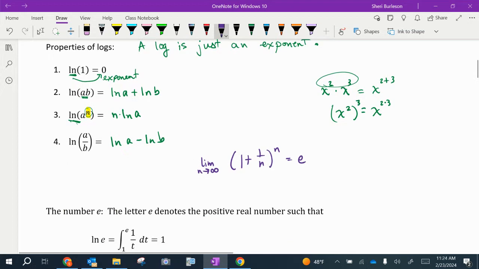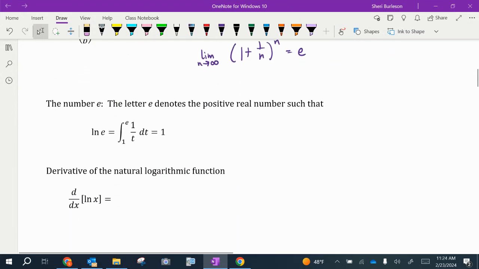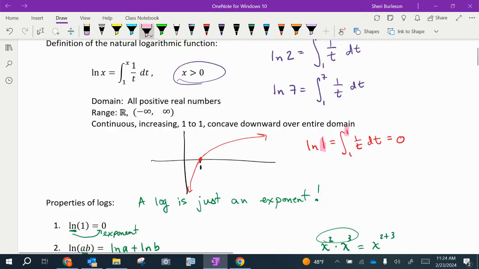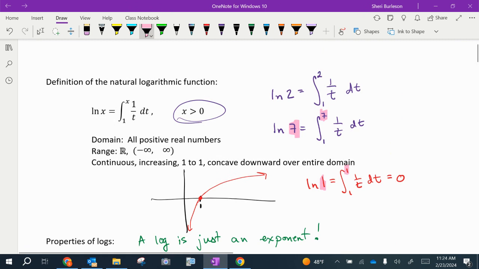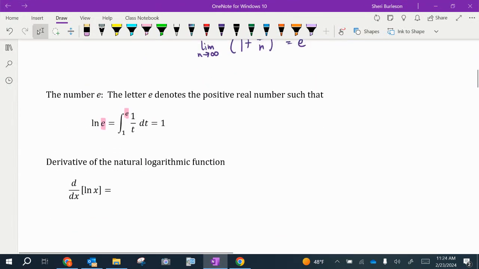We looked at that on our calculator. Well, we now have a calculus definition. Since we had a calculus definition for the natural log function, and since e is just a number, natural log of e, I plug in the number just like I did natural log of 1, natural log of 7, natural log of 2. e is just a number.